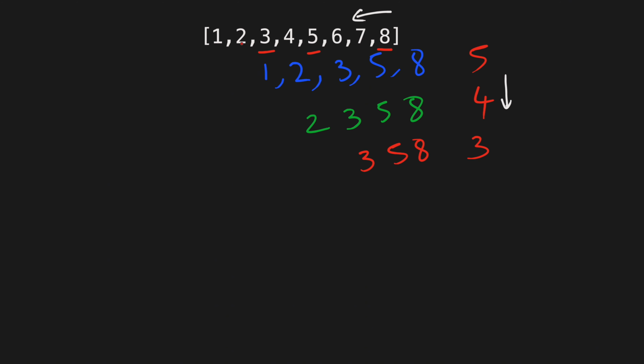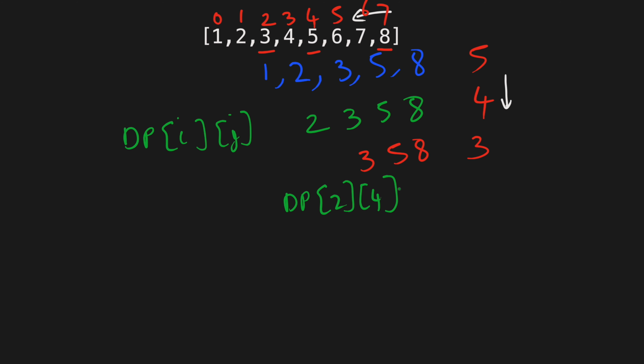The indices of the array are 0, 1, 2, 3, 4, 5, 6, 7. So we can create the DP matrix of size 8 by 8, where for every pair i, j, we store the length of the sequence starting at these indices. For example, the sequence 3, 5, 8 starts with numbers 3 and 5, which are stored at indices 2 and 4 respectively. So dp[2][4] will be equal to 3.